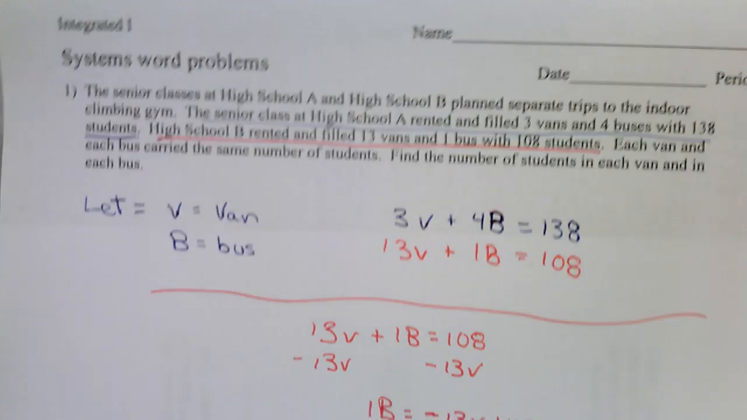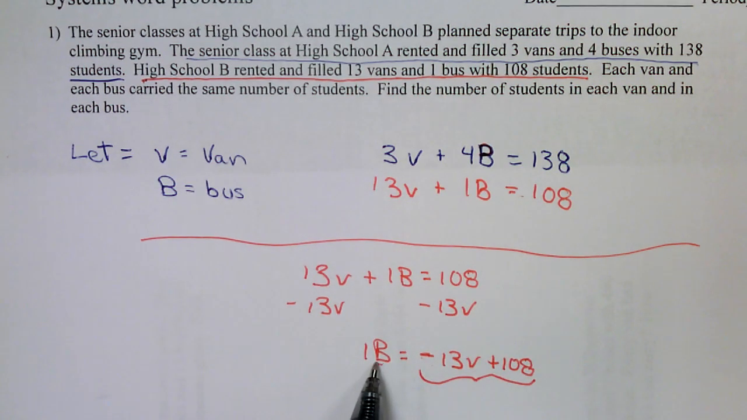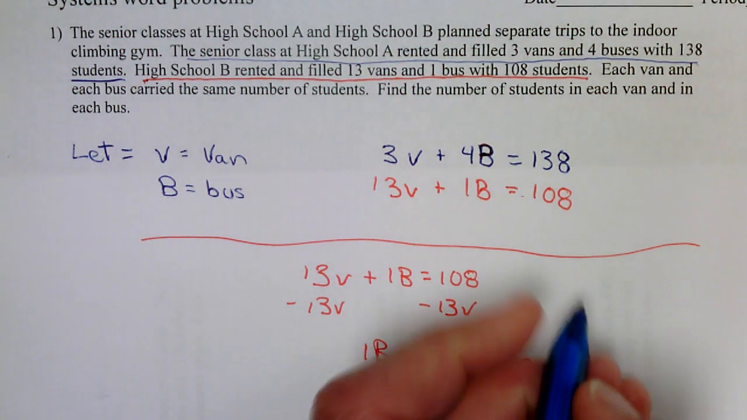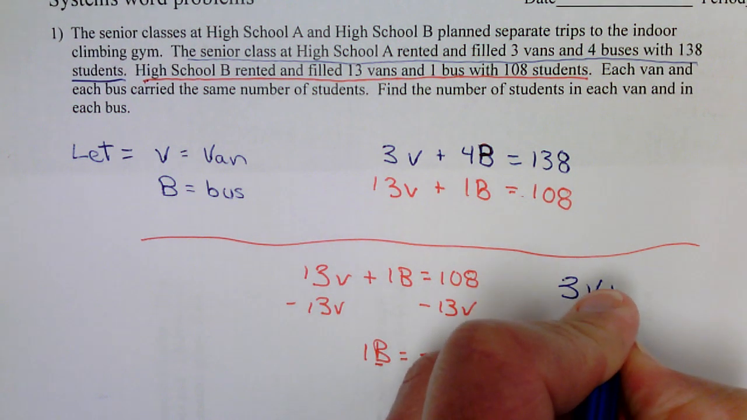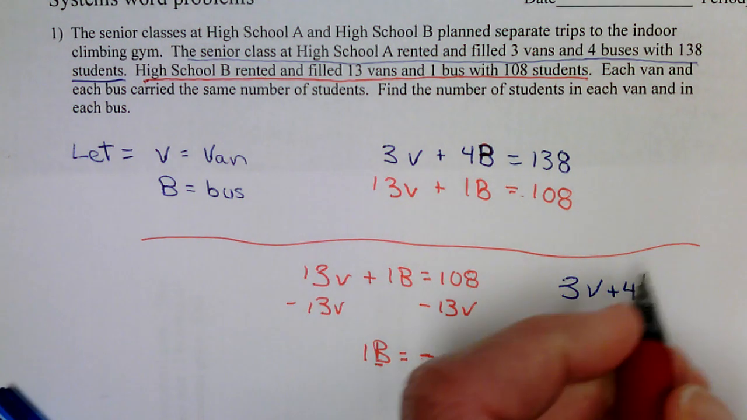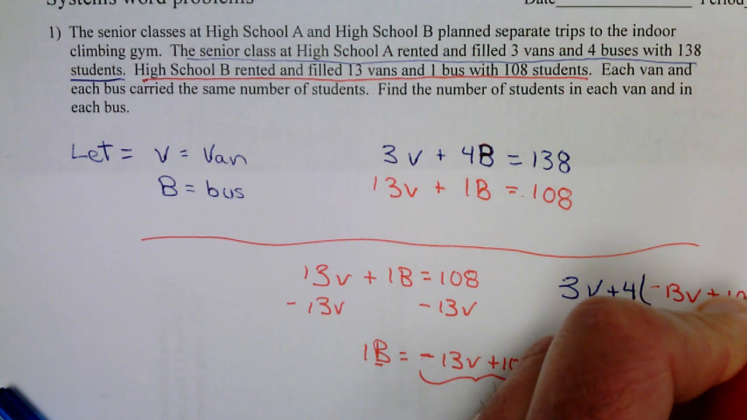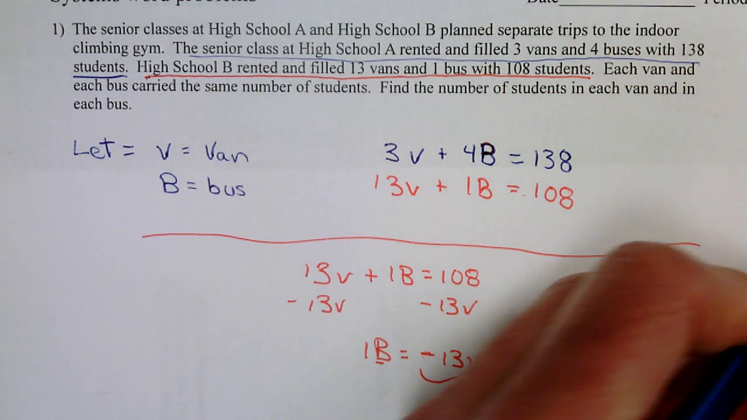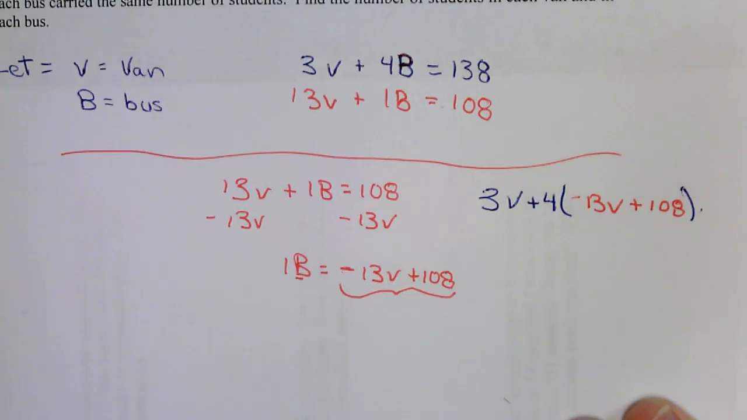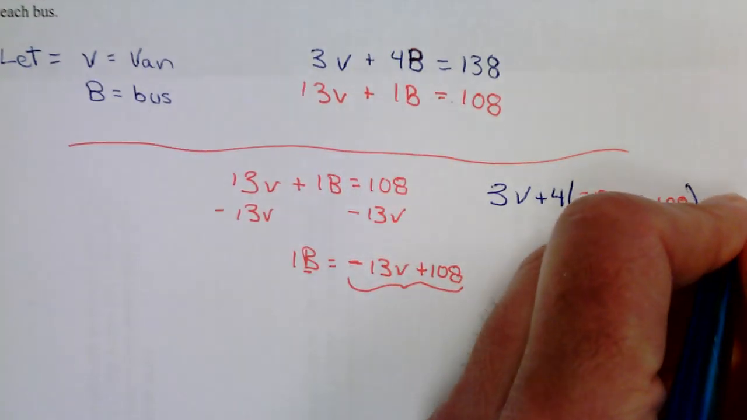Now, I take this negative 13V plus 108, and I'm going to put it in for B in the other equation. So it's going to read 3V plus 4 times negative 13V plus 108, and that equals 138.